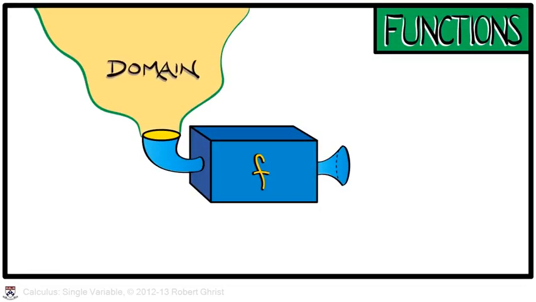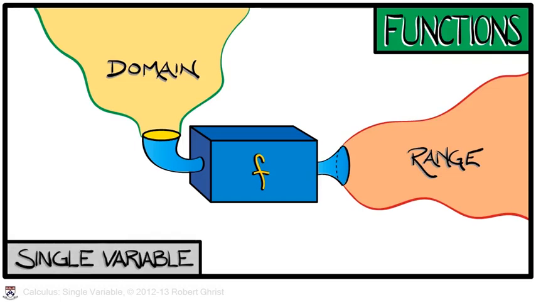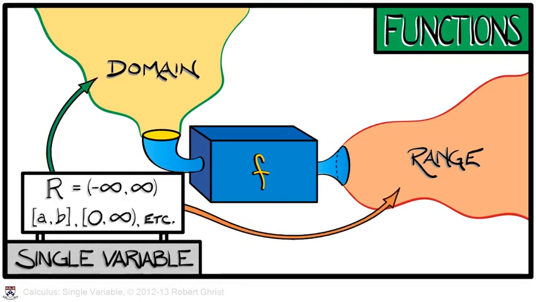For example, the domain of a function f consists of all possible inputs, all the things you might put into the function. The range of a function f consists of all possible outputs, things you might receive from f. Now this is single variable calculus, and because of that, our domains and our ranges are going to be relatively simple. They are going to consist of either the real number line or certain subintervals thereof.